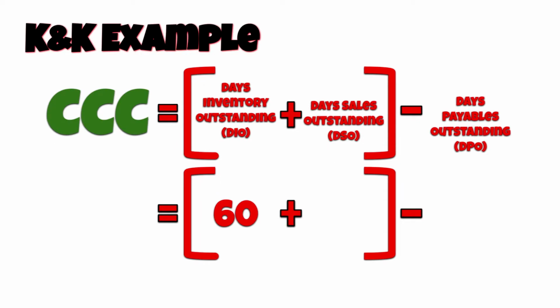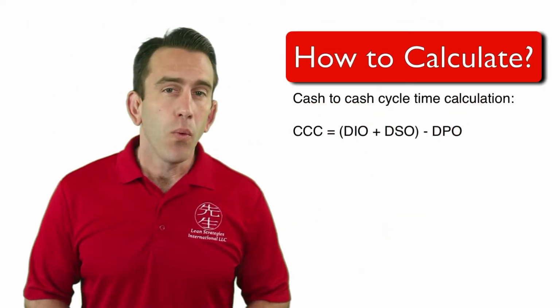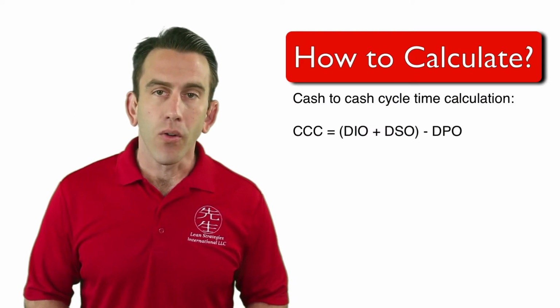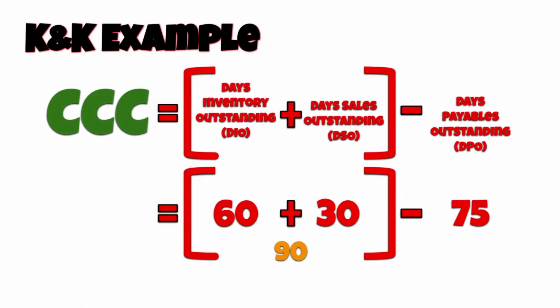It takes K&K Manufacturing an average of 60 days to sell its inventory. Once they have sold their product, it then takes them about 30 days to collect payment from customers. In general, K&K pays its suppliers in 75 days. With this data, we can calculate our cash-to-cash cycle time. First, we add 60 days inventory outstanding and 30 days sales outstanding. Then we subtract 75 days payables outstanding, and we get a cash-to-cash cycle time of 15 days.